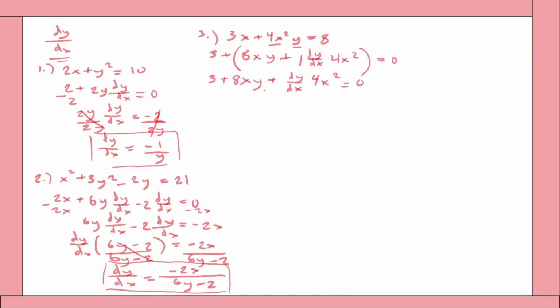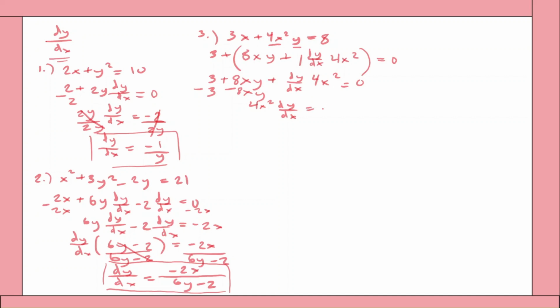So now let's solve for dy dx. So remember what we wanted to do. We want to get rid of everything, put it on this side here that doesn't have a dy dx attached. So that would be this 3. So we're going to minus 3, and we're also going to minus 8xy because that doesn't have a dy dx. Now we're just left with 4x squared dy dx, and I'm just going to put the 4x squared in front just so it's clear it's part of the dy dx.